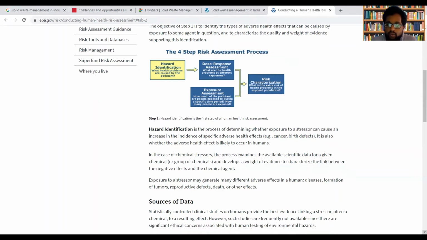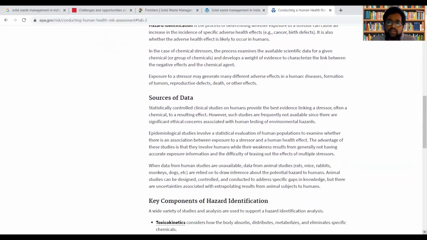Now, sources of data. For examining the data regarding a chemical stressor, the problem is that no significant studies are available, because for human testing of environmental hazards, there are some ethical concerns. So when data from human studies are unavailable, as I have told, there are certain constraints for performing these studies on humans. So what is done when data from humans are not available? Data from animal studies are relied upon.